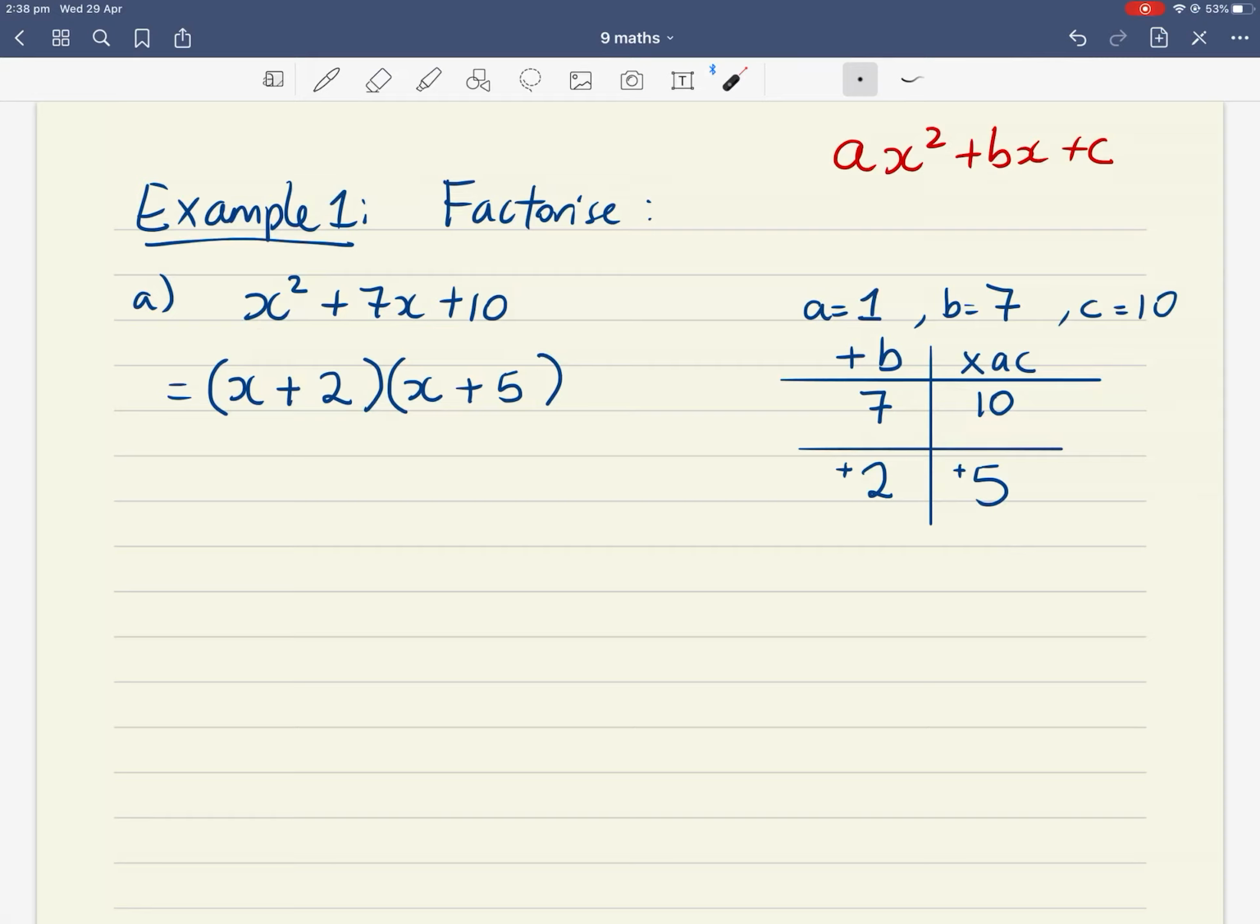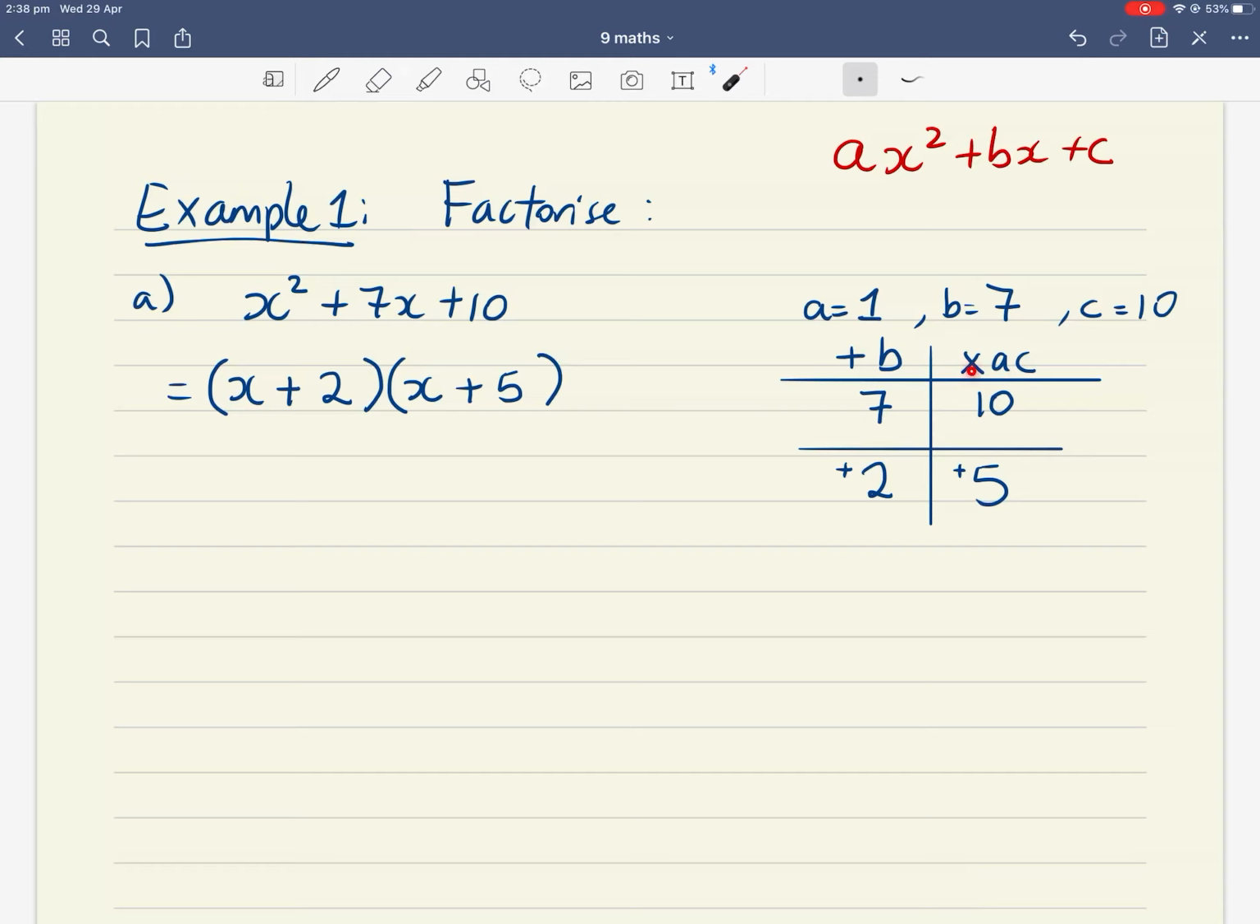The trick or the method to factorize quadratics or monic quadratics is on a side calc, write down your a, b's, and c's. A is the coefficient of x squared, the number in front of the x squared. B is the coefficient of x, or the number in front of your single x. And C is the number by itself where there's no x's involved.